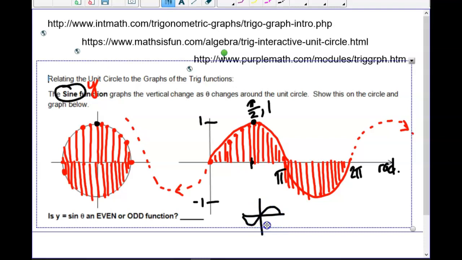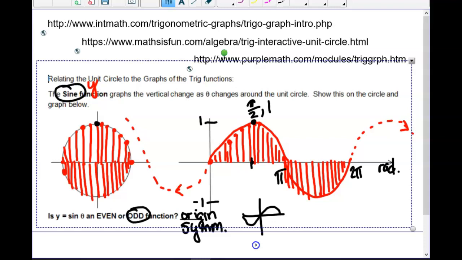X-axis, Y-axis, origin. Yes, it is origin symmetry, which makes it an odd function. It's an odd function because it has origin symmetry. Now, unfortunately, or fortunately, not all sine graphs have origin symmetry.